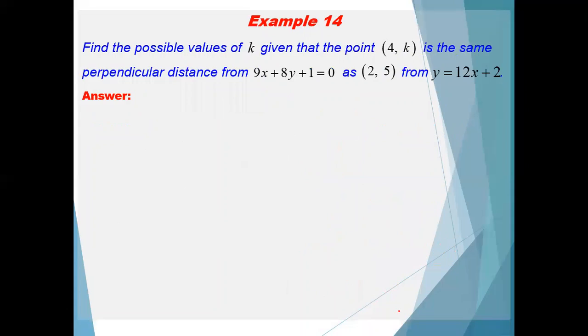Okay, alright, so we move to another example. Find the possible values of K given that the point (4, K) is the same perpendicular distance from 9x plus 8y plus 1 is equal to 0 as to find from y is equal to 12x plus 2. Okay, macam mana nak buat? You have to understand. Okay, perpendicular distance from point (4, K) to line 9x plus 8y plus 1 is 0 same as find perpendicular distance from (4, K) to line y equal to 12x plus 2.